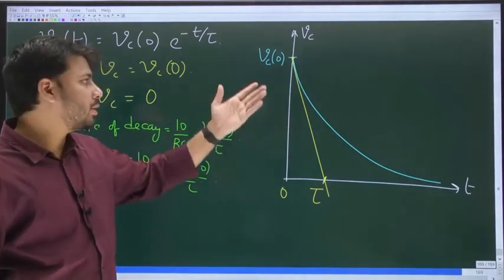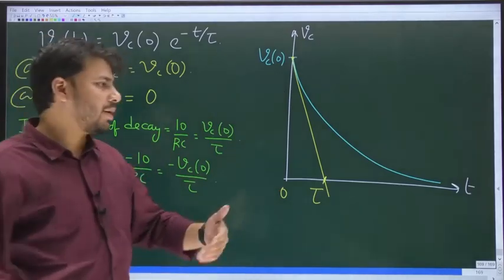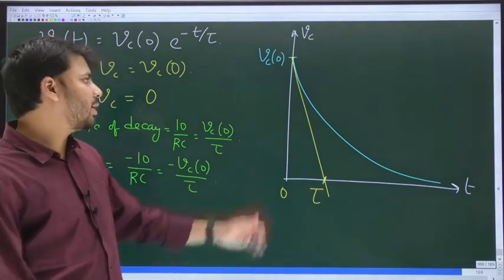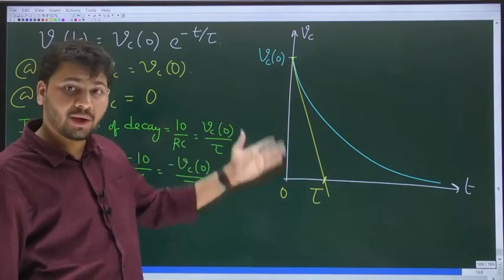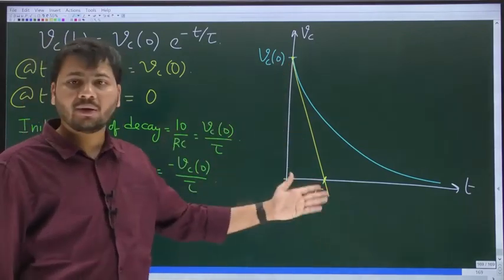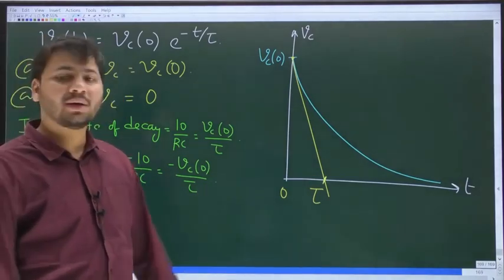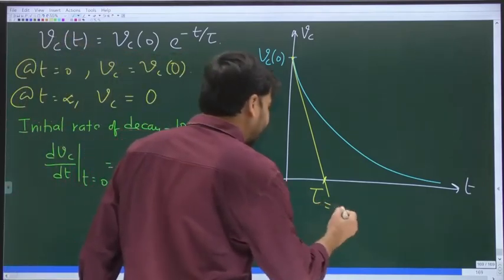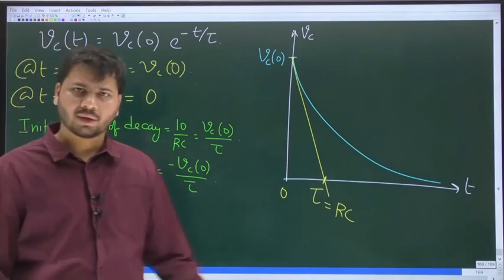So first of all, the voltage across the cap will exponentially decay with time, starting from its initial value Vc of 0, to 0. When it decays to 0, we say the cap is fully discharged. And if you draw a tangent to this exponentially decaying curve at t equal to 0, that tangent will always intercept the time axis at tau, which is the time constant of the circuit, and you know tau is RC. Understood? Yes.